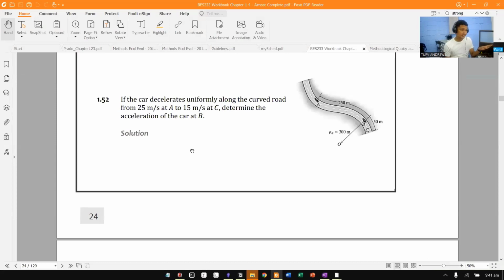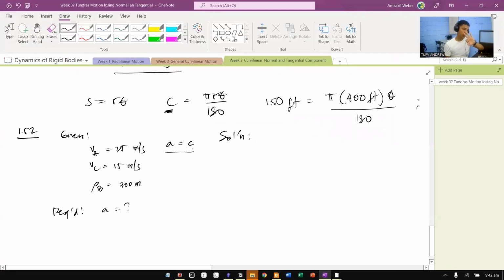Meron tayong given na distances, not in terms of time, but distances. So from A to C, we have 250 plus 50 is 300. So we can use one of the three equations for category 2, which is V squared minus V naught squared equals plus minus 2aS. That's the general notation, especially kung wala siyang belong sa x and y frame of reference. Freestyle lang siya. Maraming ganyang notation.